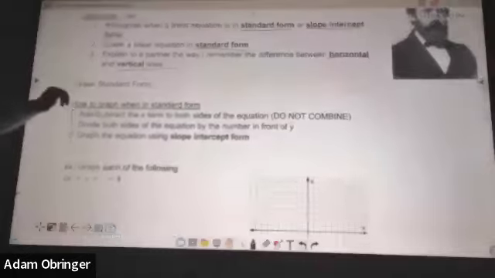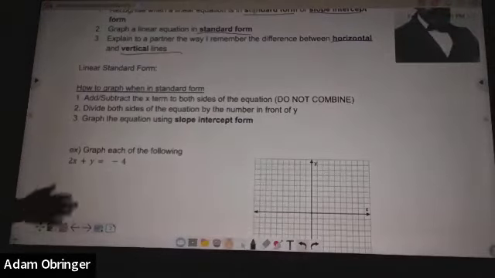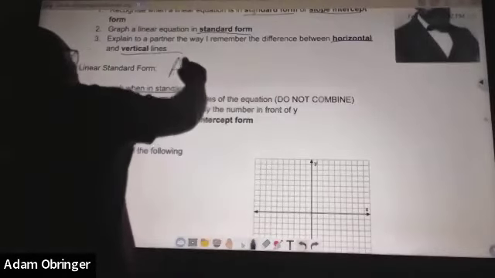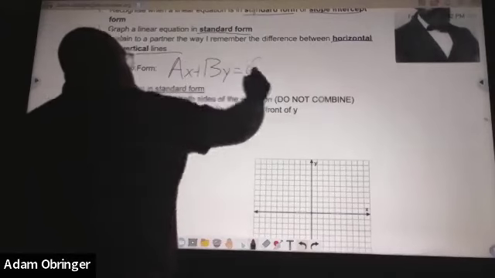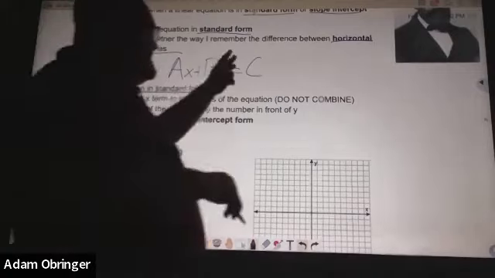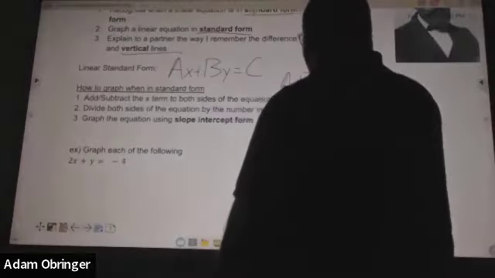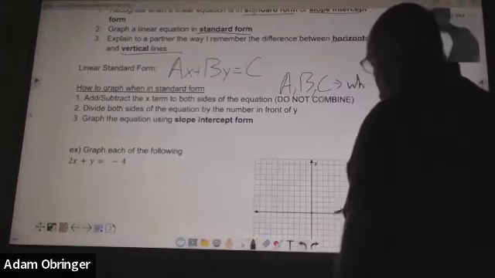So linear standard form, how to graph when in that format. We should probably write what it is. Standard form is capital Ax plus capital By equals capital C. Now that may look a little different than what we're used to. We usually use lowercase letters. We use capital letters here because A, B, and C are just going to be whole numbers.